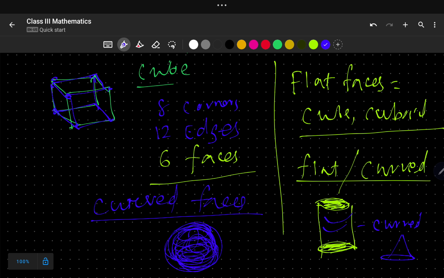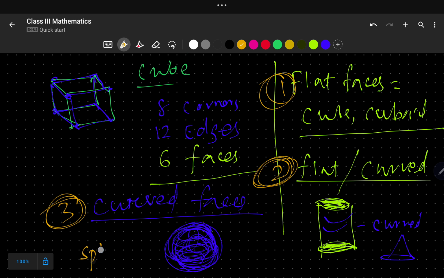So there are three types of 3D shapes we are talking about here. First one has only flat faces. Second one has both flat and curved faces, and third one has only curved faces. So this is sphere, only curved faces; flat and curved faces, that is cylinder and cones; and only flat faces, that is cube and cuboid. Many more shapes are there, but up to now we can learn about only these shapes.